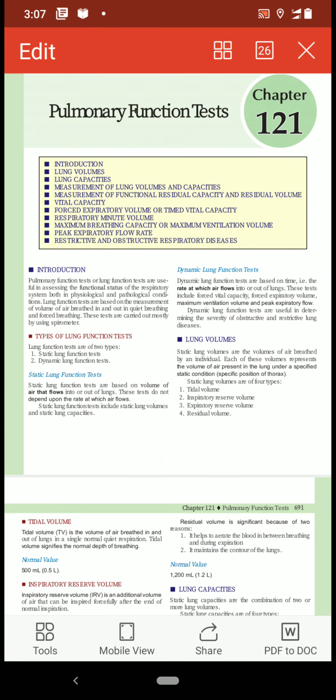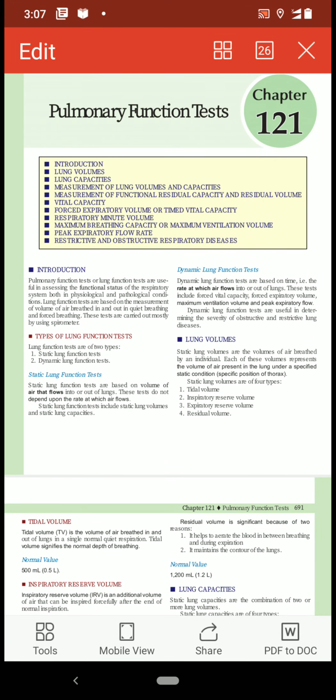So now we are going to study in detail about the static lung function tests. As we have studied in the previous class, there are two types of lung function tests: one is the static lung function test and the second one is the dynamic lung function test. First we will study about the static lung function tests.